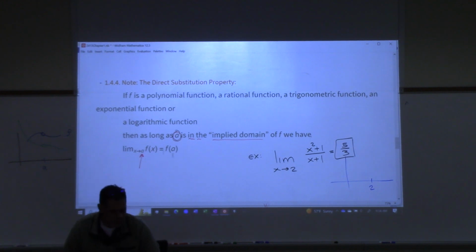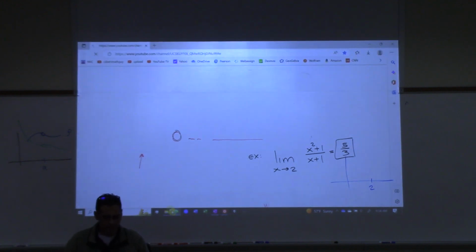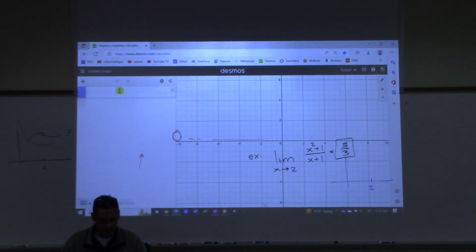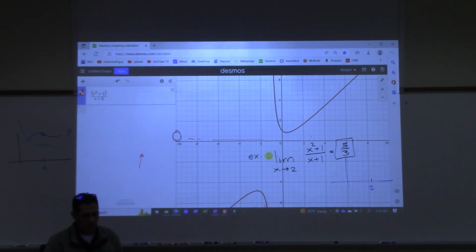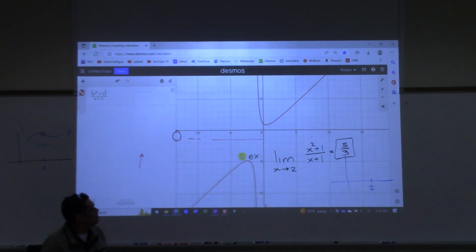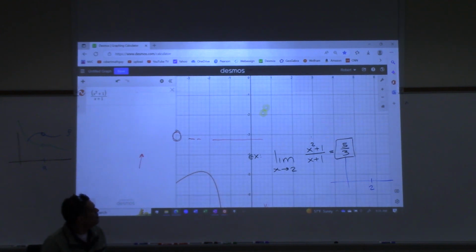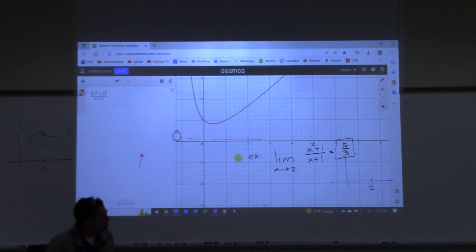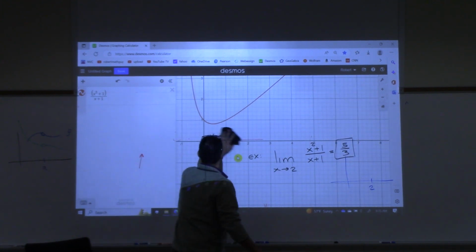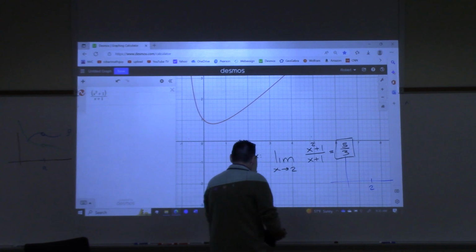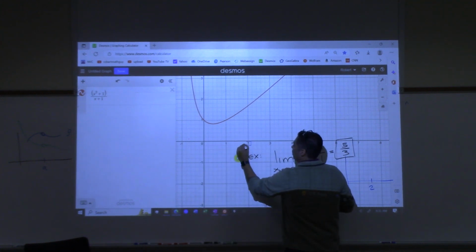So I'm going to do something for you just so you can see. Okay, x squared plus 1, divided by x plus 1. This is the graph of that function, which is not really relevant here, other than the fact that I want us to approach 2, right? Let's go to 2. So let me zoom in on this. We were approaching 2, weren't we? So we're trying to go to 2 from both sides.